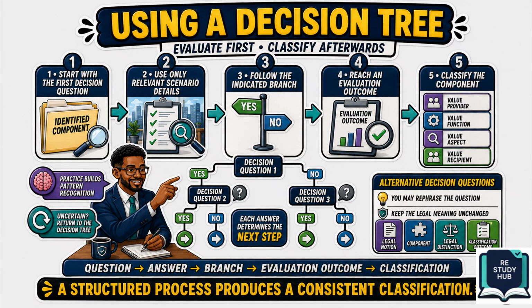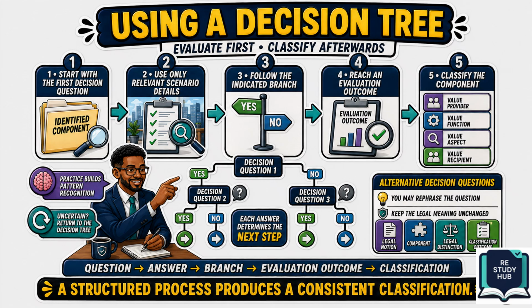Fourth, continue answering the decision questions until the decision tree produces an evaluation outcome. Fifth, use that evaluation outcome to classify the component. The sequence is therefore question, answer, branch, evaluation outcome, and classification. When you first begin using a decision tree, the process may feel slow. This is normal. As you practice, you will begin to recognize recurring facts and legal patterns.